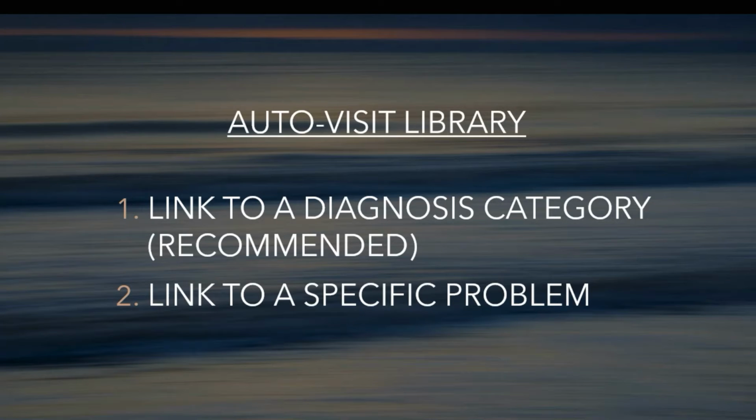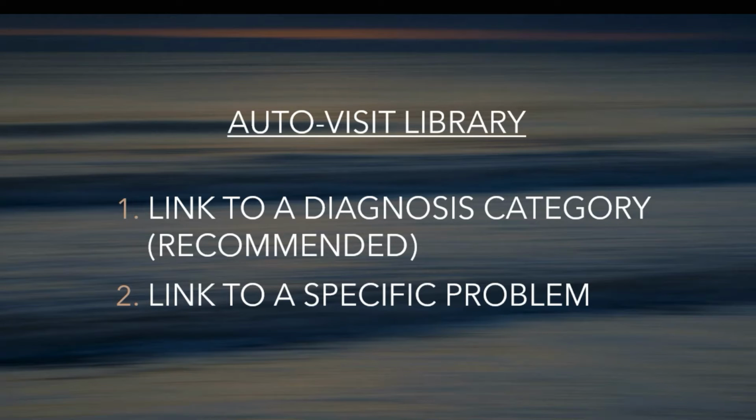Now, setting up AutoVisit. There's 2 ways to set up AutoVisit. You can link AutoVisit to a diagnosis category, which is by far the way we recommend doing it, or you can link to a specific problem. The reason why we recommend doing it to a diagnosis category is because with the advent of ICD-10, for example, diabetes, there are hundreds of diabetes codes. And you don't want to have to go through the time of doing all the things you regularly would consider doing for diabetes and linking them or creating a separate library for each of those codes.